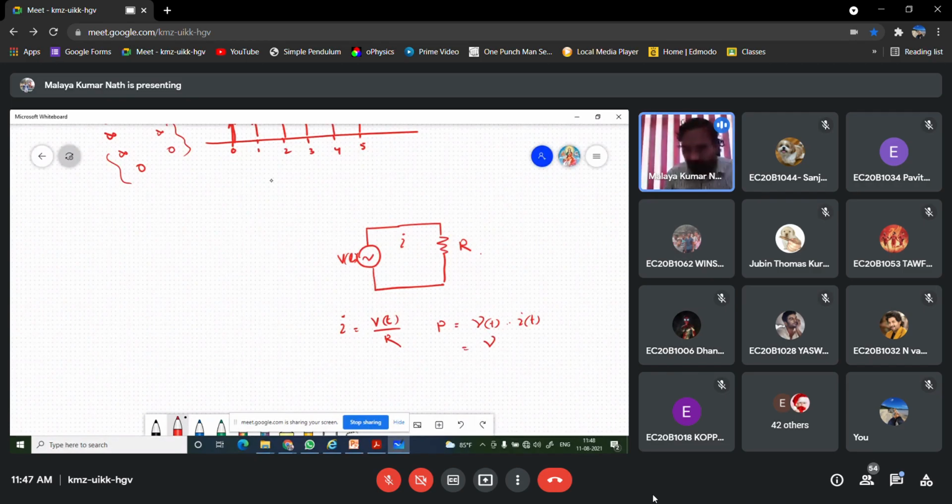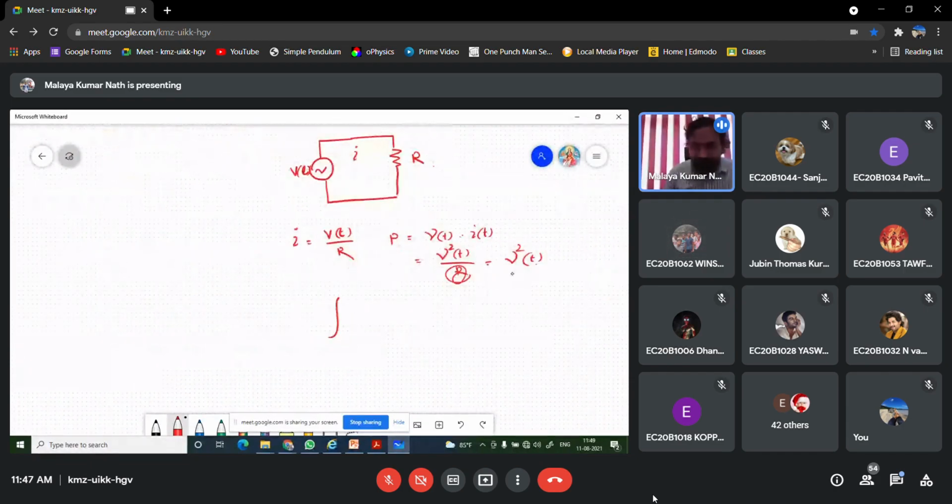So now, what is your V(t)? If I substitute this value, that is equal to V square(t) by R. So this R value is equal to 1. So this will be nothing but your V square(t). Yes or no? So this is the power at any instant of time.